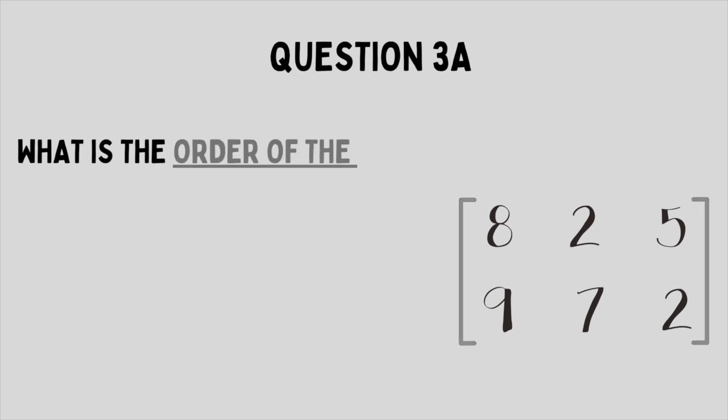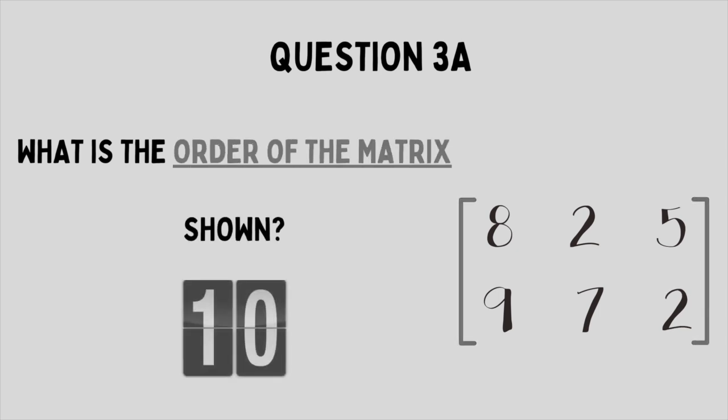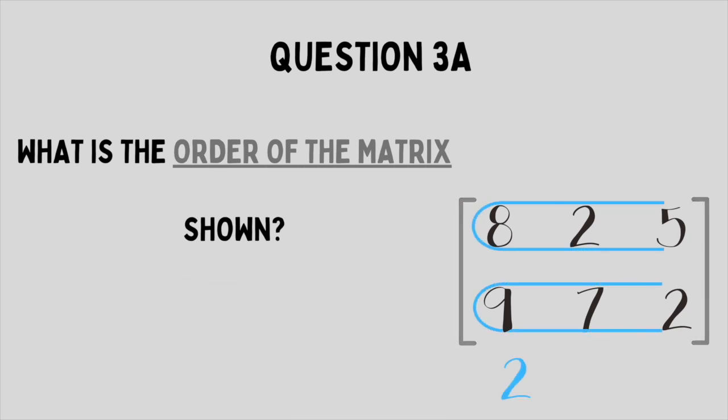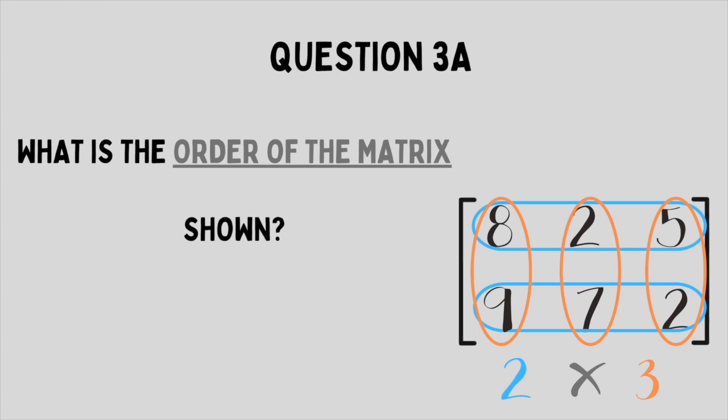Question number 3. What is the order of the matrix shown? Now you see here we have 2 rows and 3 columns. Be careful when checking for the order. Always remember to put the rows first, then the columns. Always remember that.